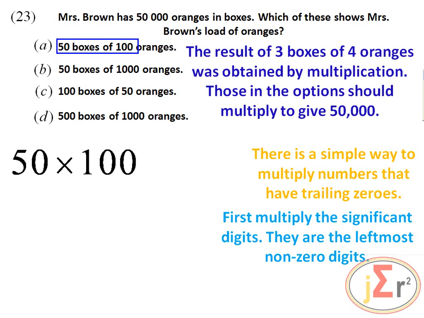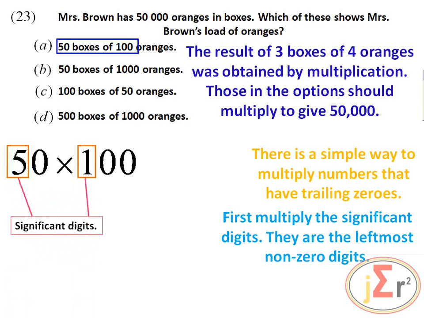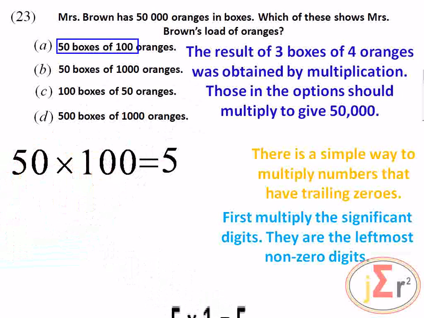And what are they? What are the leftmost non-zero digits? 5 and 1. 5 and 1, Jerry, is correct. So multiply those. 5 times 1 is equal to 5. How many zeros will we have in our answer, Jerry? 3. Right, so Jerry is saying that we should have 3 zeros in our answer. So let us do that.